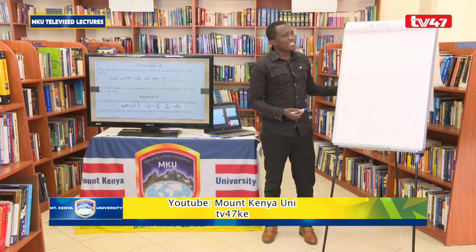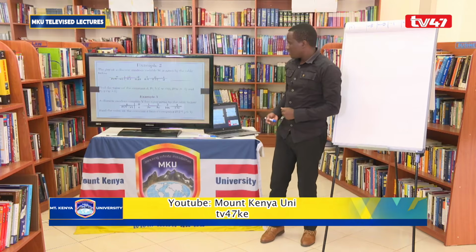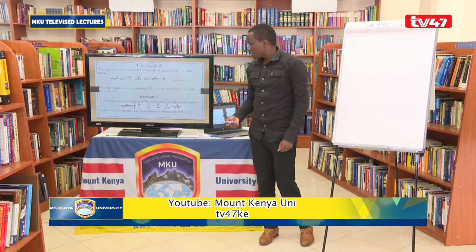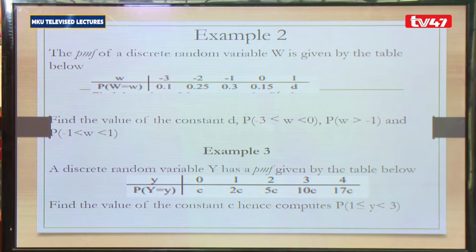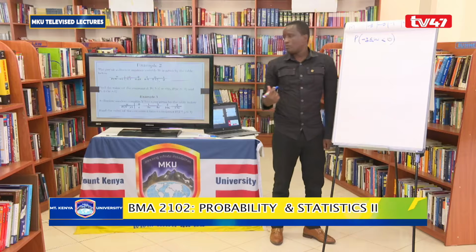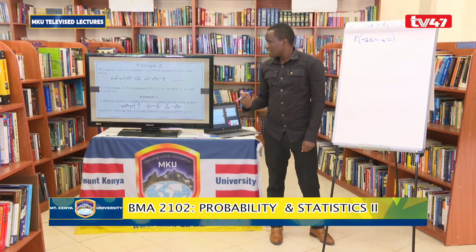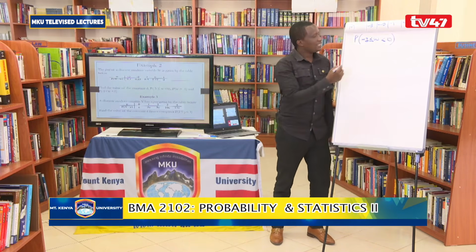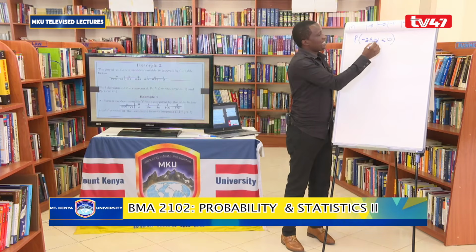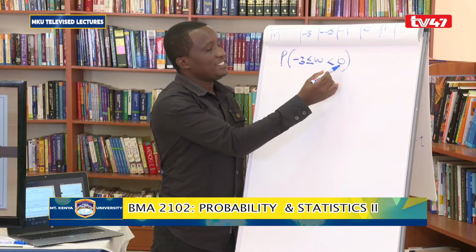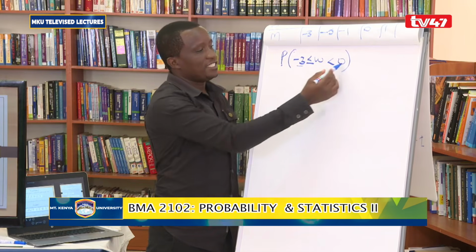we can conclude that it's a PMF. Now, after getting the value of D, we can check the other parts of the question that we are given. We are told to find the probability that W lies in the interval -3 included and 0 not included. So we have to go back to our table and see what that means. We are told that we should get the probability that W is in the interval -3 and 0, -3 included, but 0 not included.